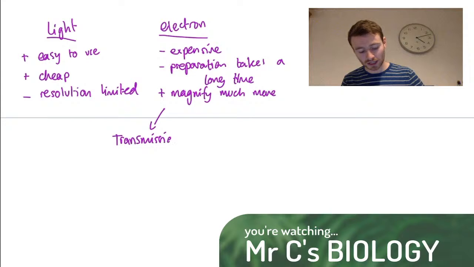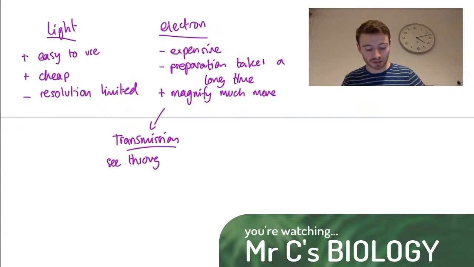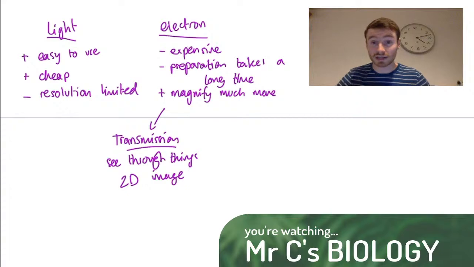So transmission electron microscopes, they send electrons through things, and so you end up with a 2D image, and that's really useful for seeing inside cells. We can fire electrons through a cell, and we can see all those different parts.